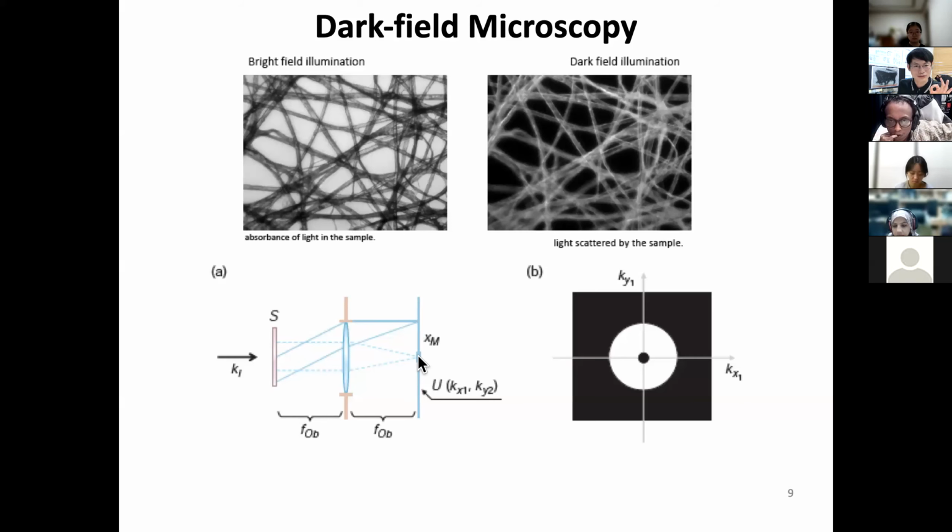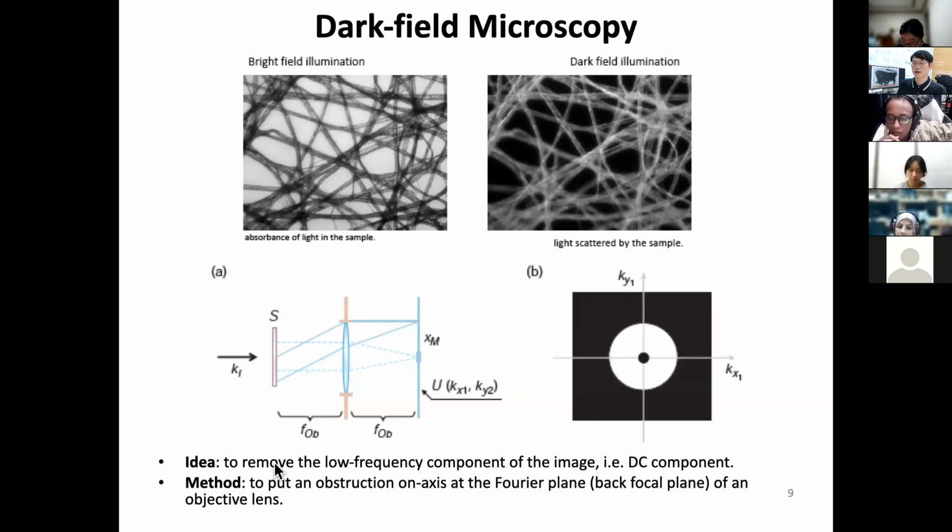So a trick over here is, why don't we put a black mask right over here? Then it'll block the DC component of the light through the sample, and that's blocked. So that's why the background is all black. So that's conceptual. The idea to repeat is removing a frequency, not temporal but a spatial aspect. So the low frequency component of an image, we want to remove that.